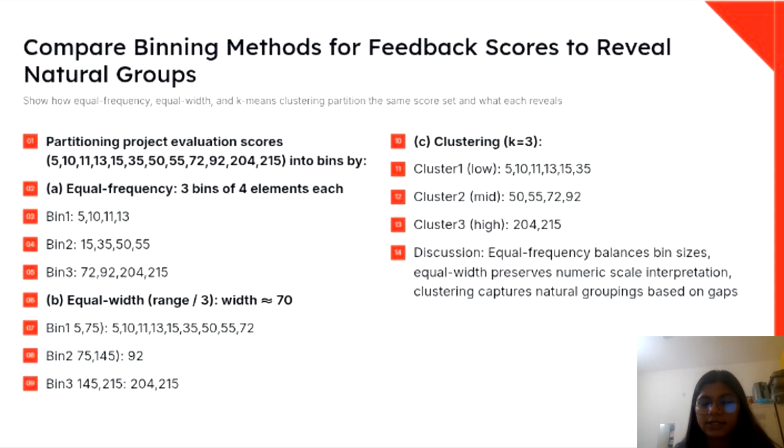Clustering with K equals 3 gives clusters of low, mid, and high. Discussion: equal frequency balances bin sizes. Equal width preserves numeric scale for interpolation. Clustering captures natural grouping based on gaps.